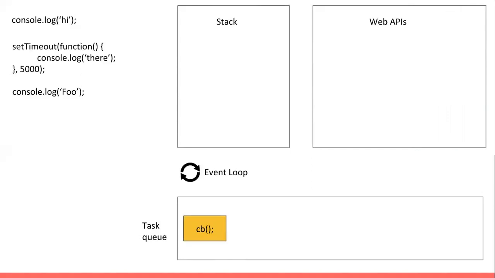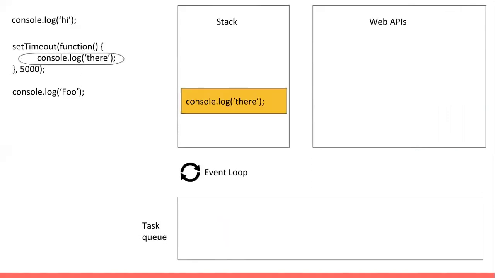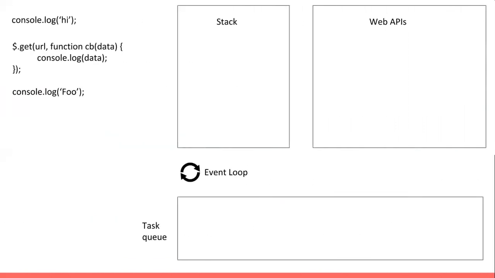Since we have the callback function in the task queue, the event loop will hand it over to the call stack, and the callback function will be executed. So this is how the set timeout function basically works, and it is in the same manner that URL callbacks also work. If you see the same example, I've changed the set timeout to a GET request to one of the URLs.